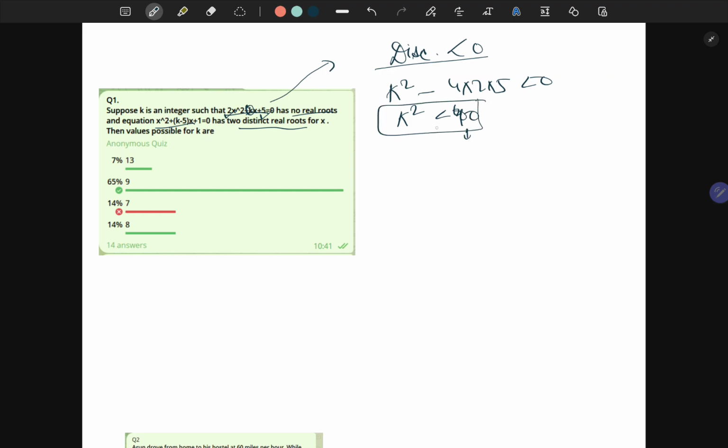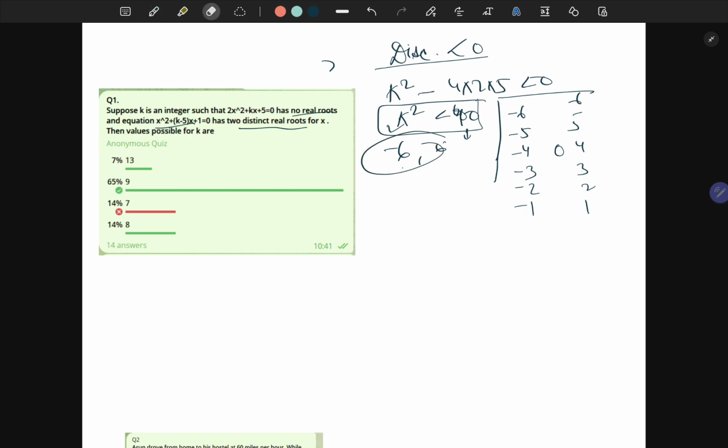Now we easily know that k will range, since this is a square, from minus 6, minus 5, minus 4, minus 3, minus 2, minus 1, 0, 1, 2, 3, 4, 5, 6. So k will range from minus 6 to 6. Now it is given that this equation has two distinct real roots. The condition for two distinct real roots is discriminant is greater than 0.